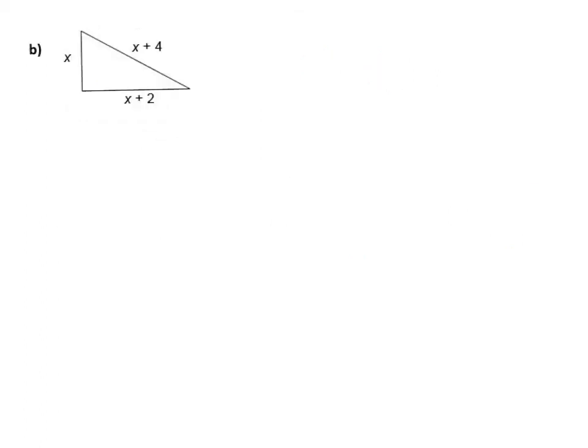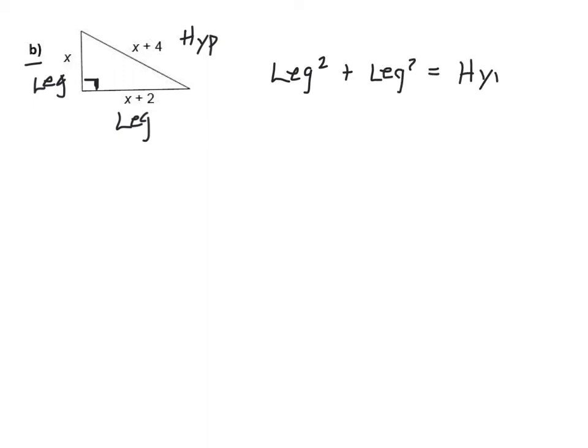So 3b is definitely a little different. So in this case, it is a right triangle, even though they don't have the angle marked, so we'll add that in there. So that means x plus 4 is my hypotenuse, x plus 2 is a leg, and x is a leg. So I don't have any of my side lengths. But that's not going to change anything because I still want to set up my equation the same way. So it's still going to be leg squared plus leg squared equals hypotenuse squared.